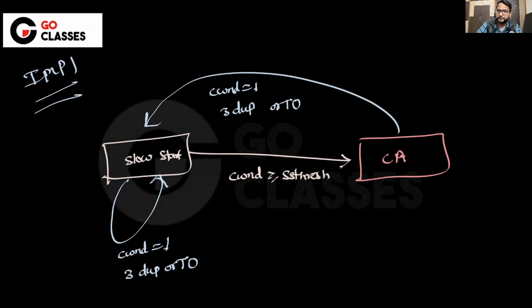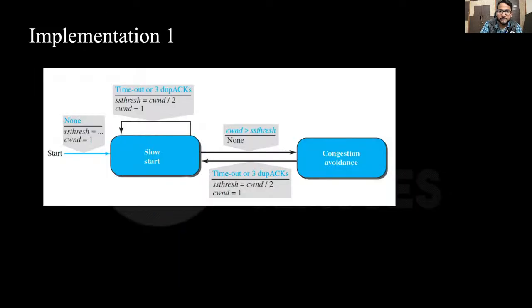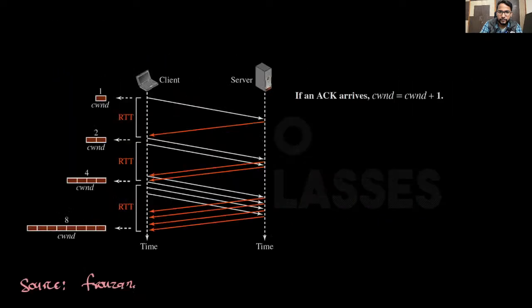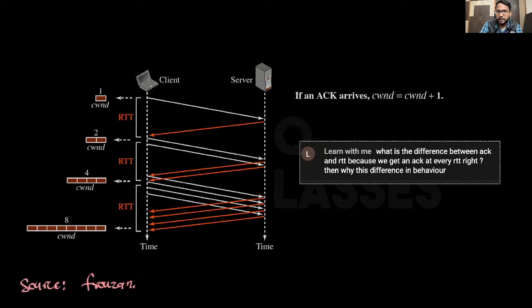Let me know if you have understood this. Learn with me is asking what is the difference between ACK and RTT. That's a good question, because we get an ACK in every RTT, right? Let me address this question here. Basically he is asking what is the difference between ACK and RTT, because we get an ACK on every RTT. Can anyone answer this question?